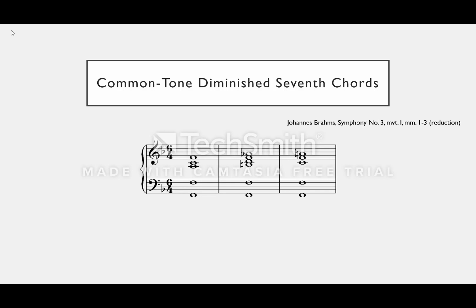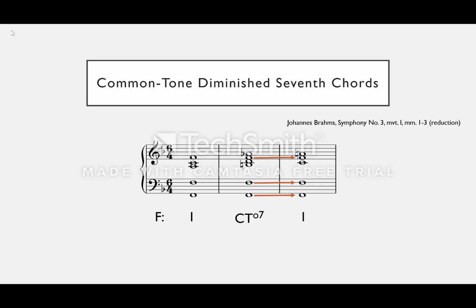Here we have a reduction of the opening progression of Brahms's Third Symphony, which we heard at the beginning of this video. The progression begins and ends on tonic, and maintains a tonic pedal in the bass. In measure 2, we see a B diminished seventh chord over the F bass. Because this fully diminished seventh chord includes the tonic pitch, which holds over as it moves into a tonic chord, this is a common tone diminished seventh chord.